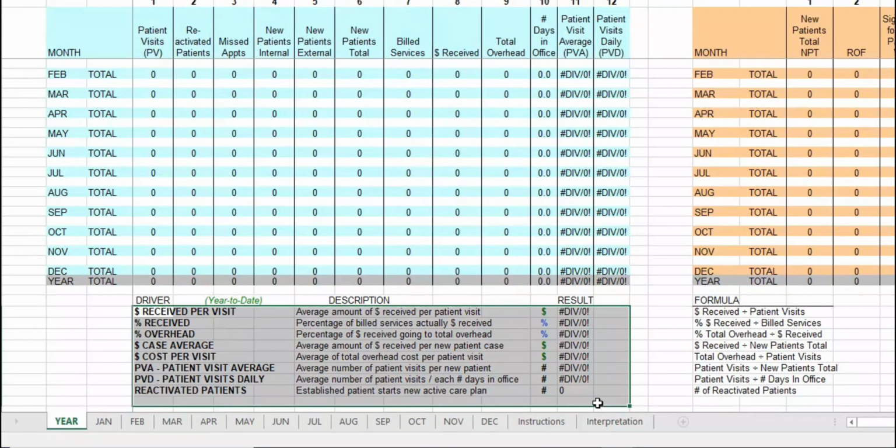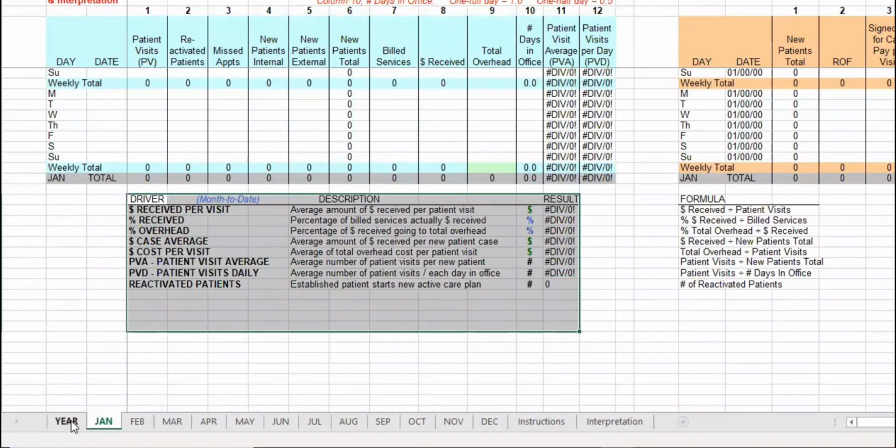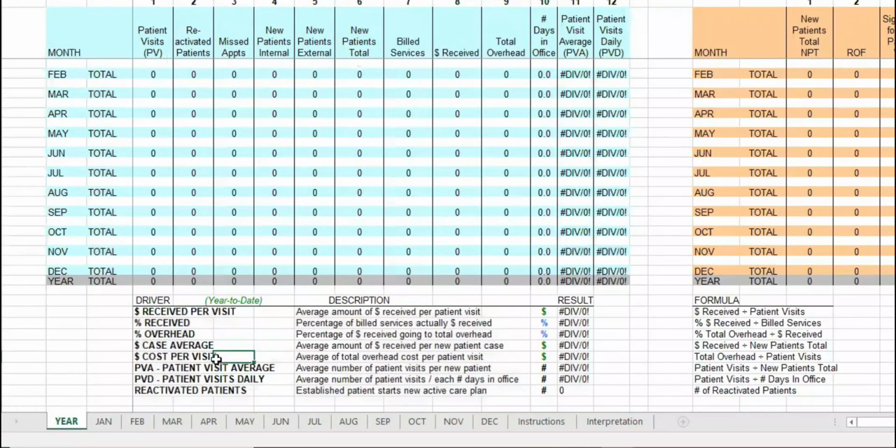And again, on each month tab, if we go back to January, you're going to see that this will show us all of these numbers for the month. And when we go back to the year tab, they'll show us all the numbers for the entire year. So it really gives you great information.